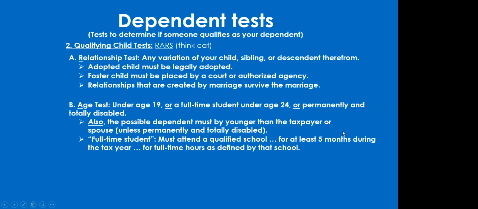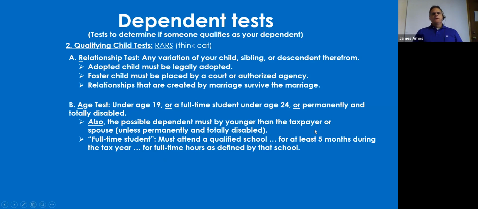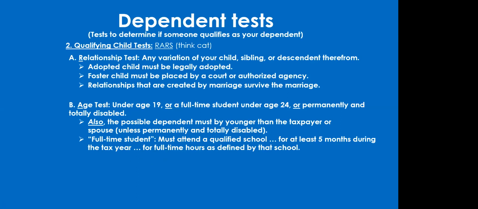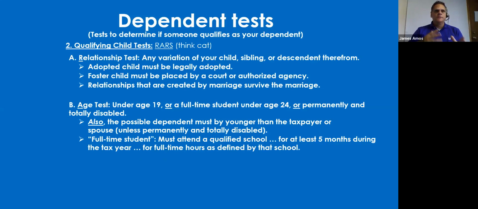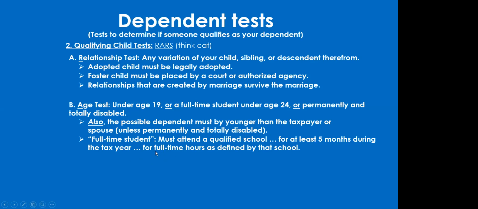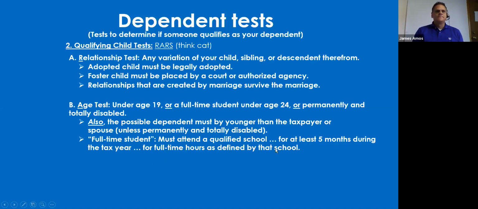Must be at a qualifying school. And they must attend for at least 5 months during the tax year. So 5 months covers 1 semester for those schools that work in semesters, or it covers 2 terms for those that have 3-month terms. Full-time hours are defined by that school. In Oregon, almost all of the community colleges define 12 hours as full-time. When you get into the universities, the definition can change a little bit. So you just got to find out. So that's a full-time student. Coming back to the age test, the person must be under age 19. If they're not under age 19, they still might qualify under the age test if they are under age 24 and a full-time student.